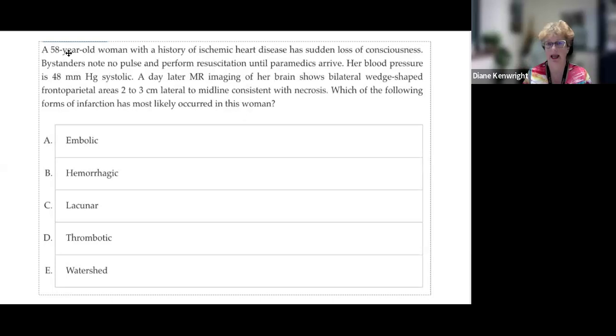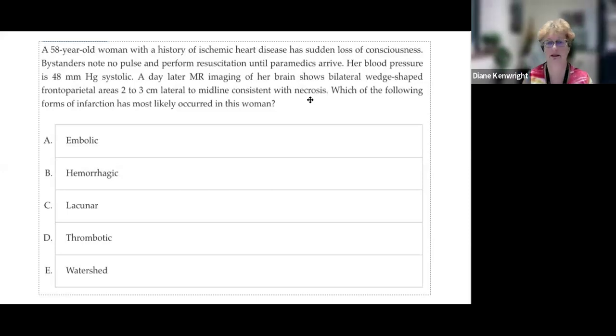She is middle-aged and has ischemic heart disease. It's a sudden loss of consciousness. Remember I was telling you about sudden versus gradual? They resuscitate her. But oh dear, her systolic pressure is only 48 millimeters, so she's been in shock. Know about brain shock and watershed areas. Bilateral wedge-shaped frontal parietal areas, 2 to 3 centimeters lateral to the midline. So she has classic lesions of watershed injury.